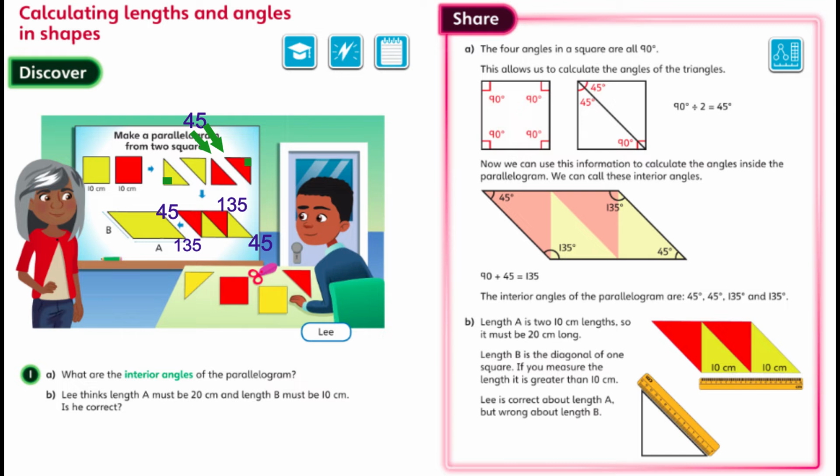Now, I've included the share page as well. And the A part on the share page explains everything we just went through. So I'd like for you to pause here and just have a read through that just to reinforce what we just went over.